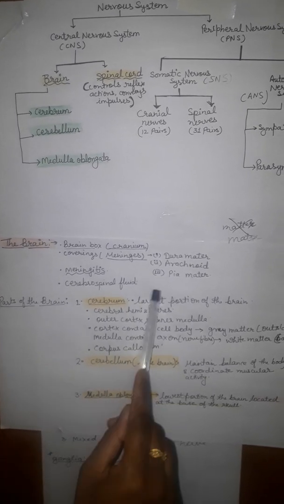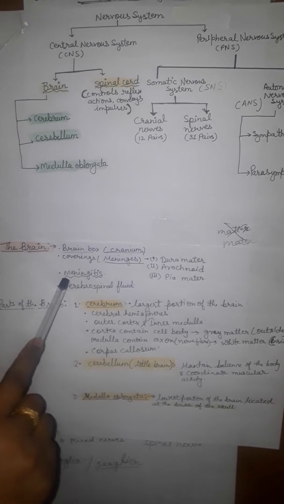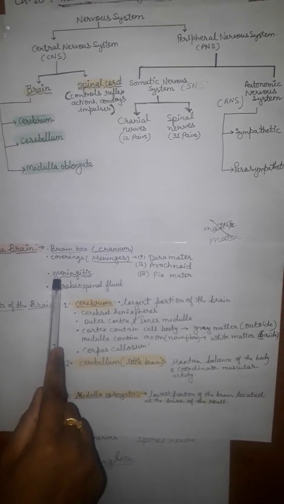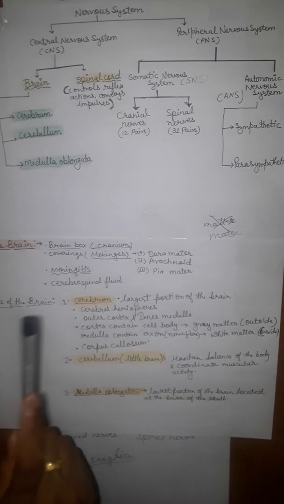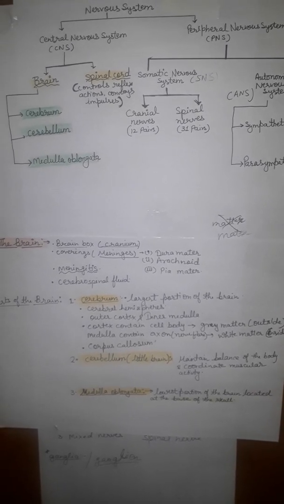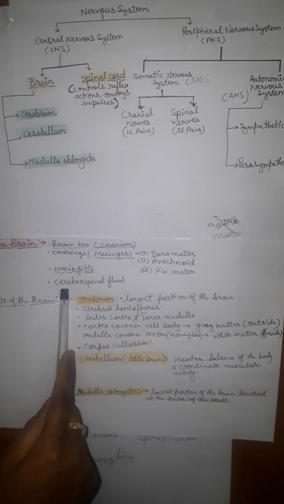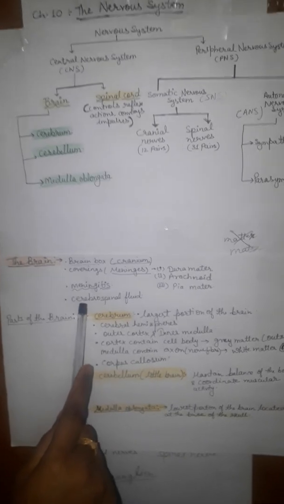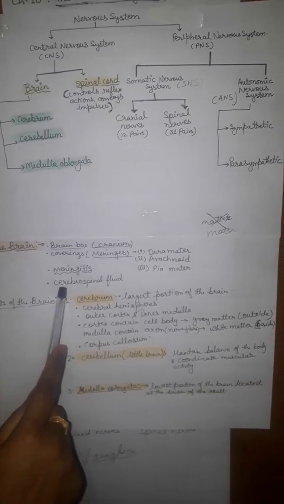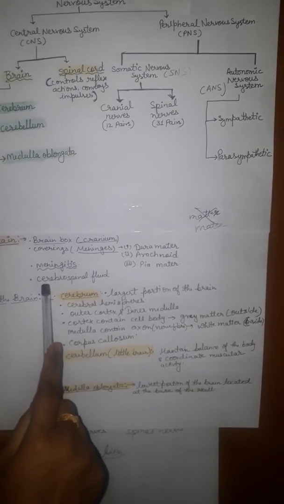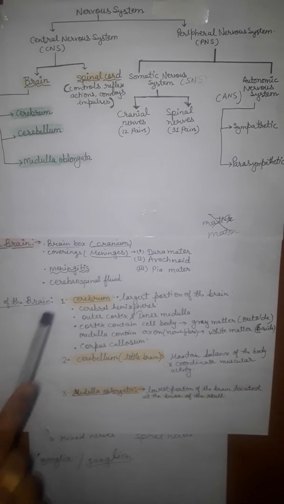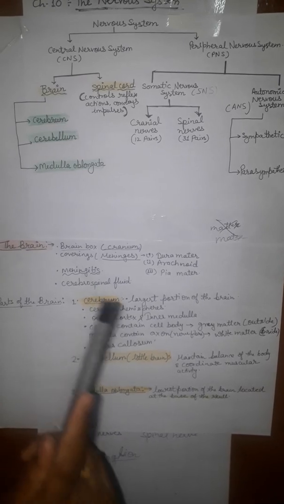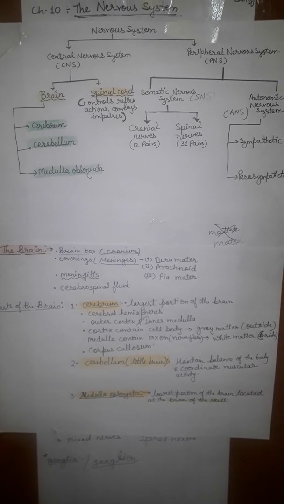What is cerebrospinal fluid? The space between the covering membranes is filled with a watery fluid, that is cerebrospinal fluid. What is its function? It is a board examination question. It acts as a cushion to protect the brain from shock. The same fluid also fills the central spaces of the brain and the central canal of the spinal cord.